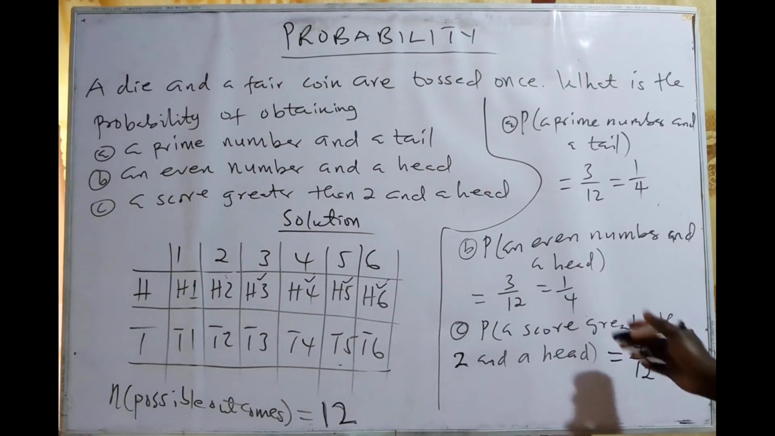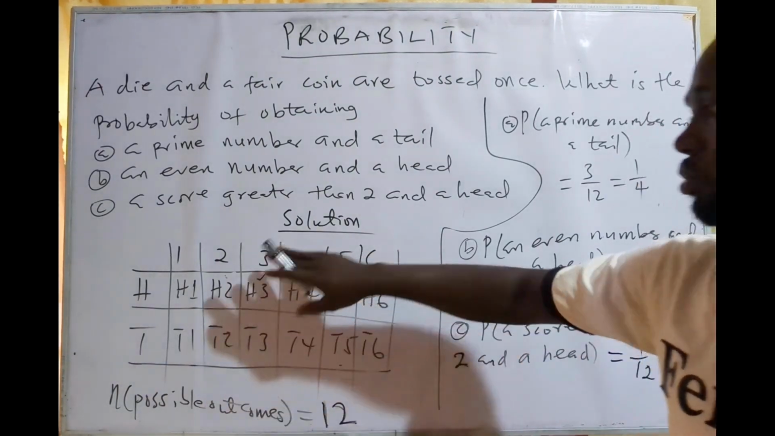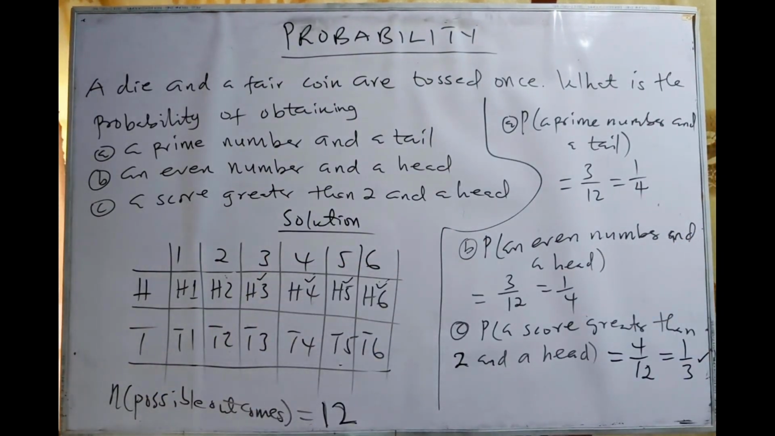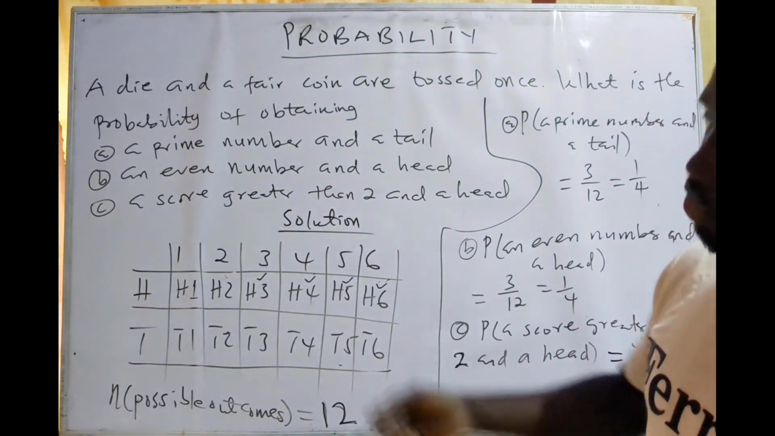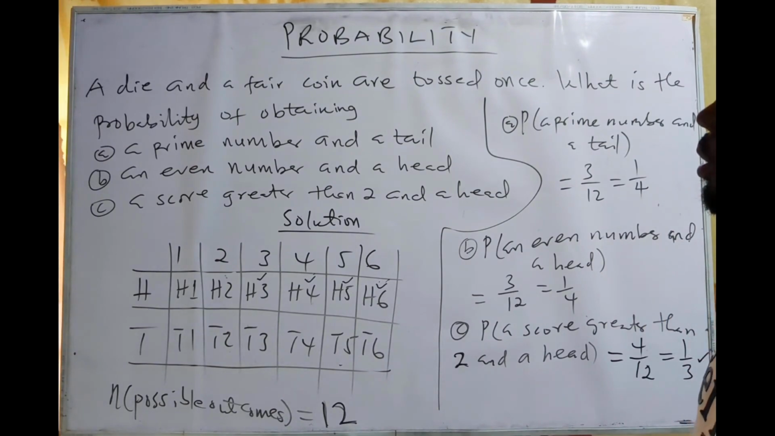So when you are given a question on a die and then a queen, this is how you create your possible outcomes. And then they can even give you, let's say, two coins and a die. If it's two coins and a die, you should know how you will do it.